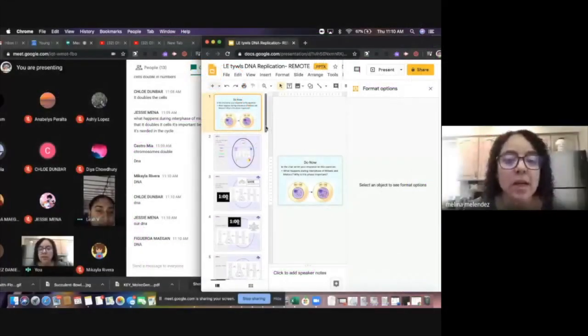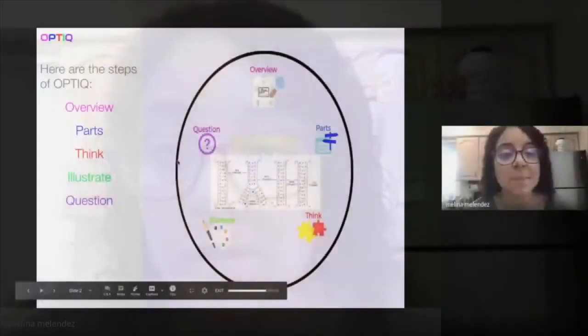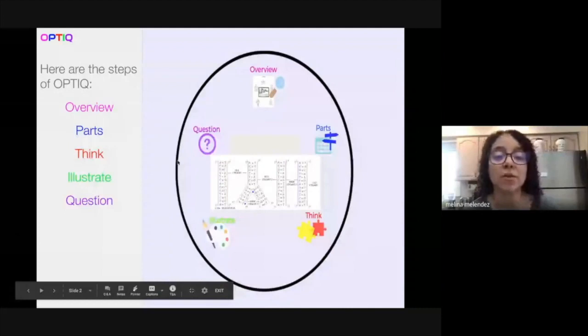How do we double our DNA so that we can make more cells, right? So I'm gonna try an OPTIQ, something that you've done in class before, but we're gonna try it online. And like I said, all your responses should just go in the chat. So, okay, this is the OPTIQ.